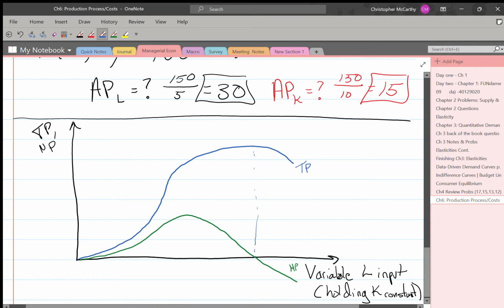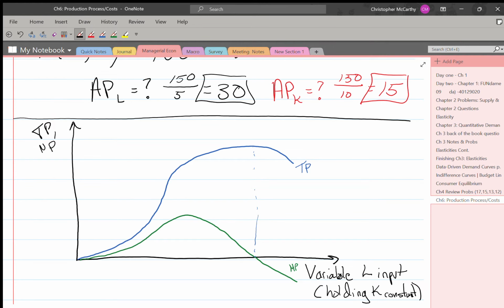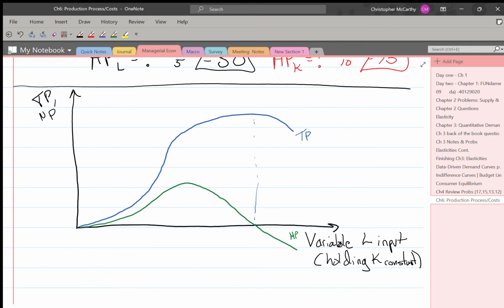All right, moving right along. 11:28 already. Cool. Oh yeah, we need to label these parts.